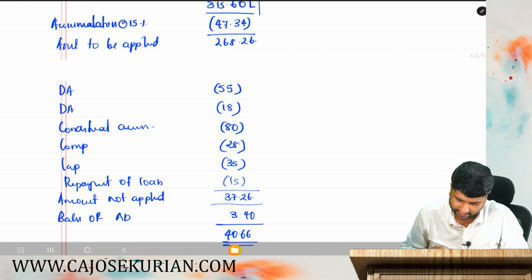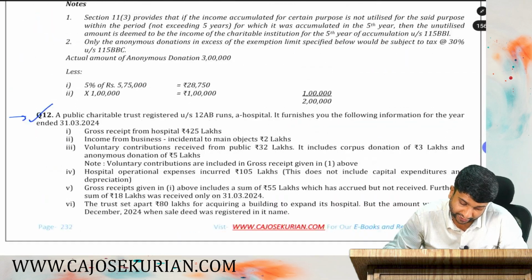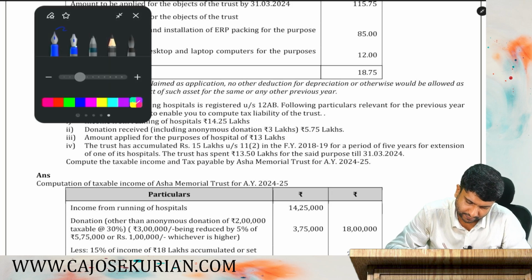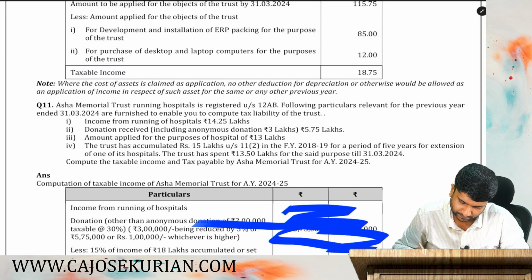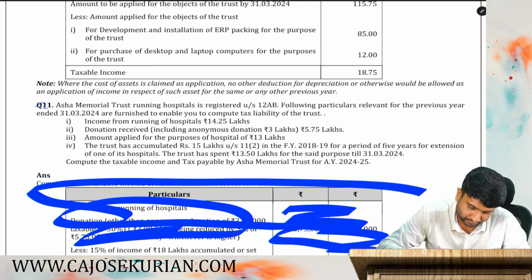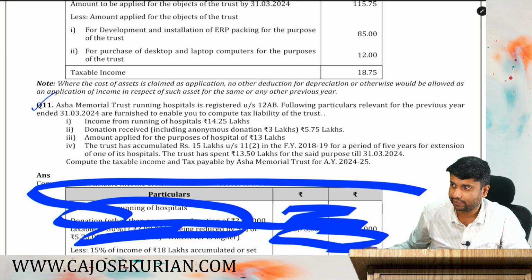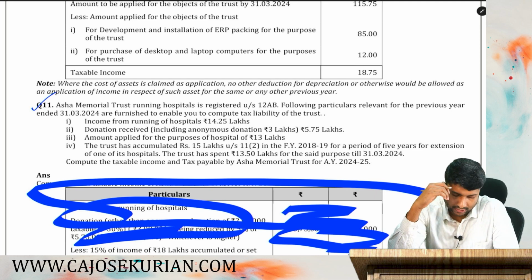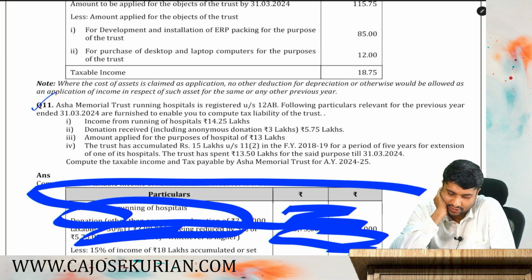So, let's solve one more question that is in relation to computation of rate of tax. This is only for the total income, but this is a fantastic question. Just go through this question number 11 and give me the answer. So, what is the question? Asha Memorial Trust running a hospital is registered under 12AB. Following particulars relevant for the previous year ended 31st March 2024 are furnished to enable you to compute tax liability of the trust. Income from running of hospitals 1425.